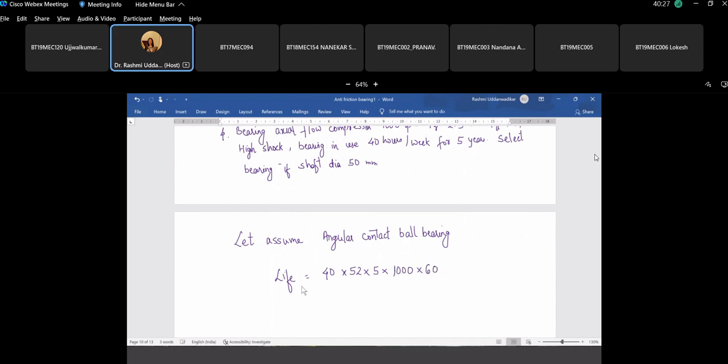60,000 revolutions. So this is in hours, this is number of weeks in a year, this is number of years, this is its RPM, and in 1 minute it is subjected to 1000 revolutions. So in 60 minutes it is subjected to 60,000 revolutions. So this is in 1 hour. So in 40 hours it is subjected to 40 into 60,000 revolutions. So this is for 1 week. And in 1 full year, it is subjected to 52 weeks into 40 into 60,000. And in 5 years, this would be its life in revolutions. Give me the value.